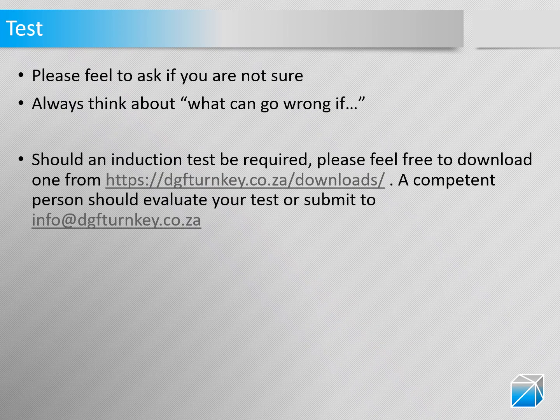This is the part where we hope you were paying attention. A test may be conducted to check your understanding. Remember, if you're unsure about anything, ask. Always consider, what can go wrong if? You may download a test from dgfturnkey.co.za/downloads and a competent person must evaluate it or send it to info@dgfturnkey.co.za.